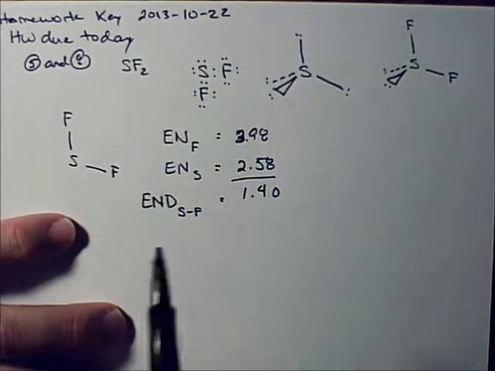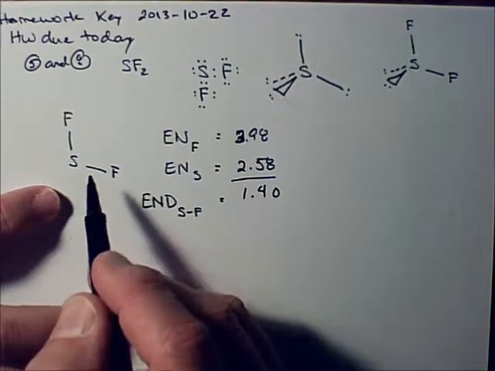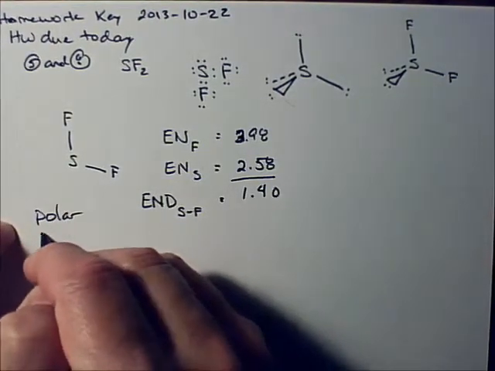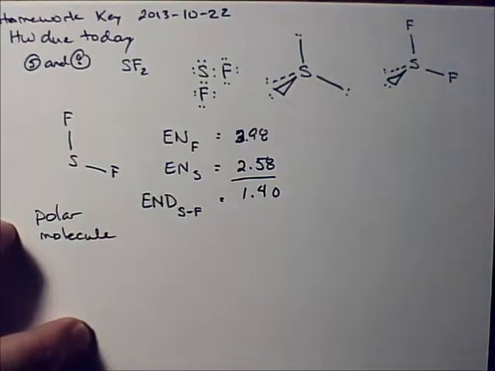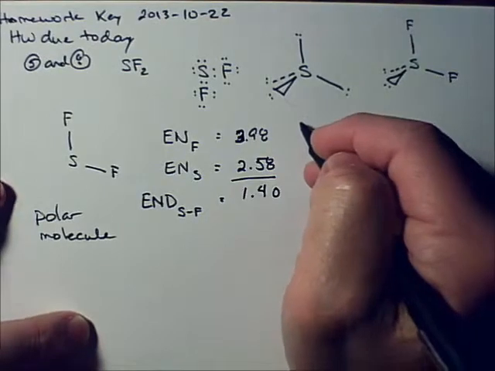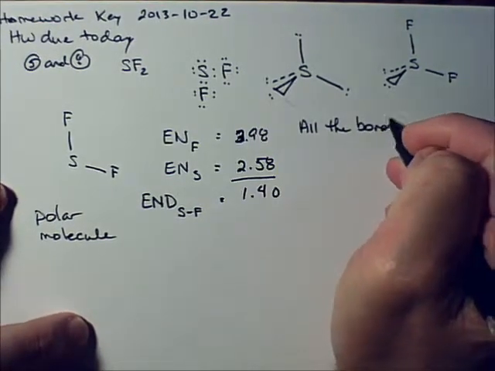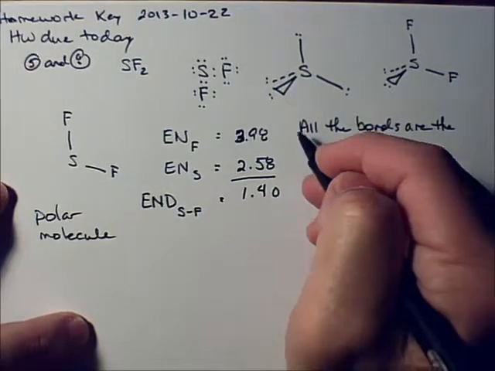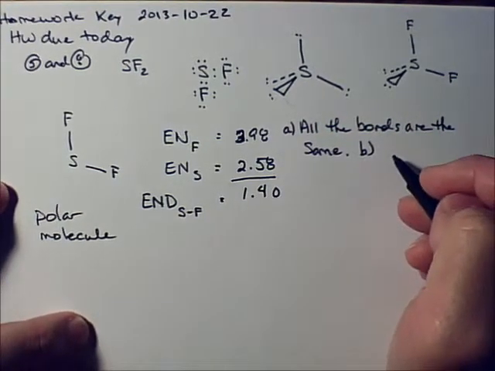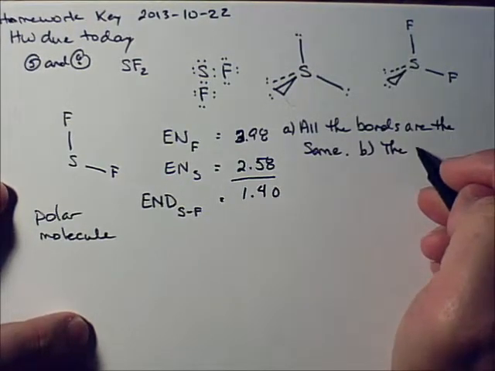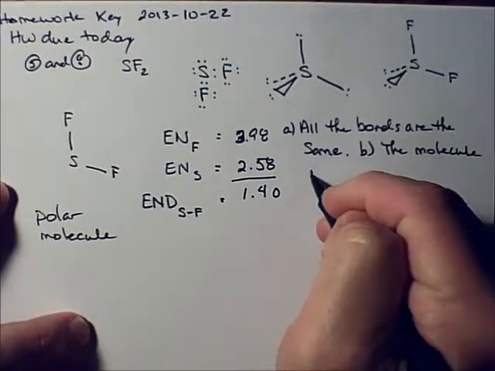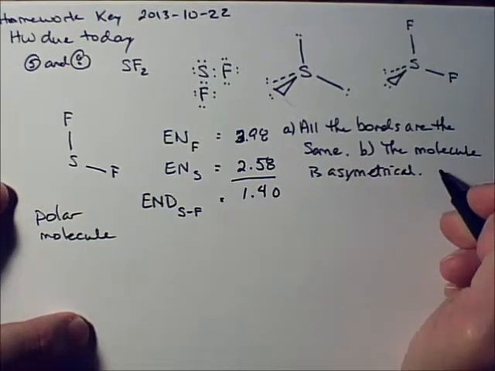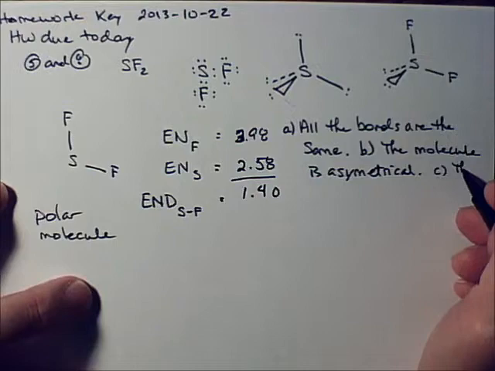Alright, so now we know that the bonds are polar, the molecule is asymmetrical, and all the bonds are the same. This is a polar molecule. So that's our claim that it's a polar molecule. The justification is: A, all the bonds are the same. B, the molecule is asymmetrical. And C, the bonds are polar.